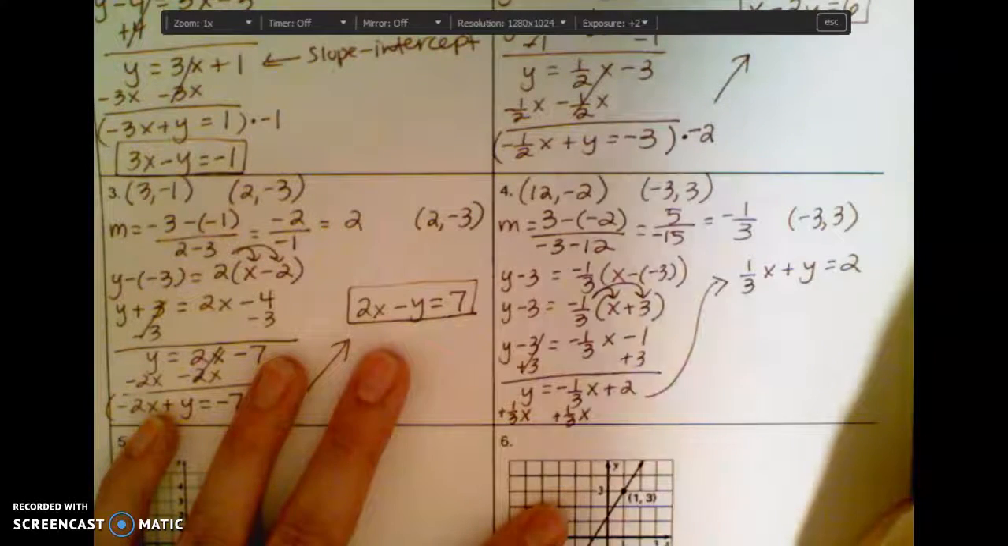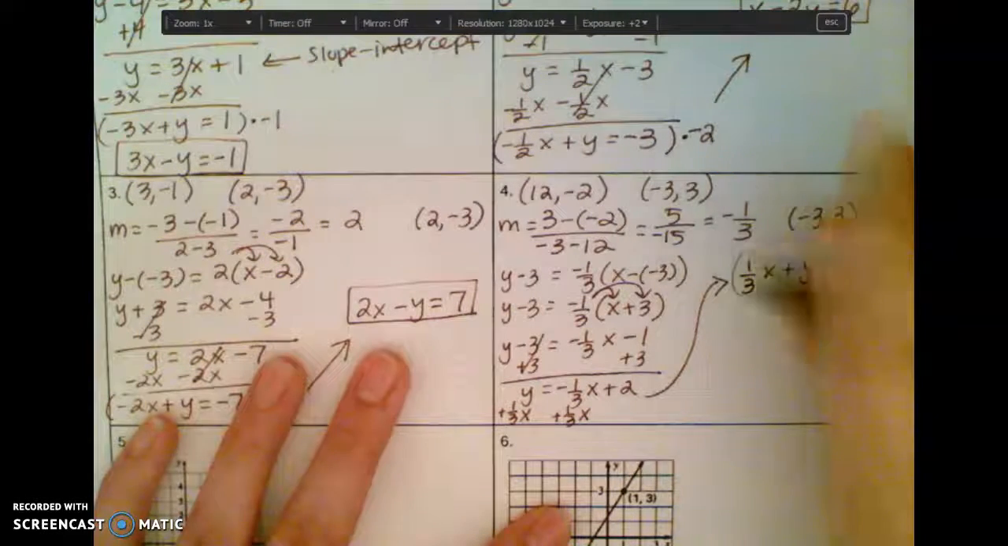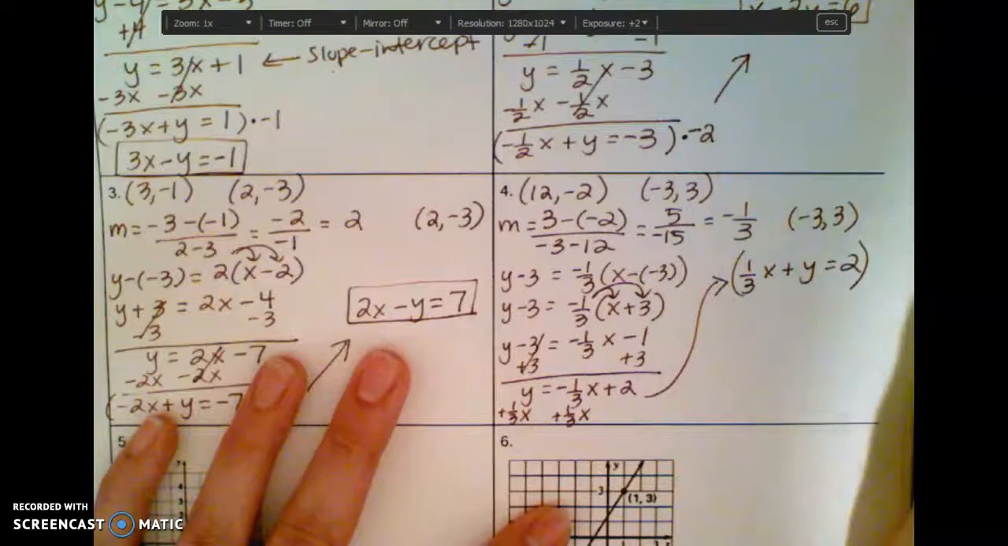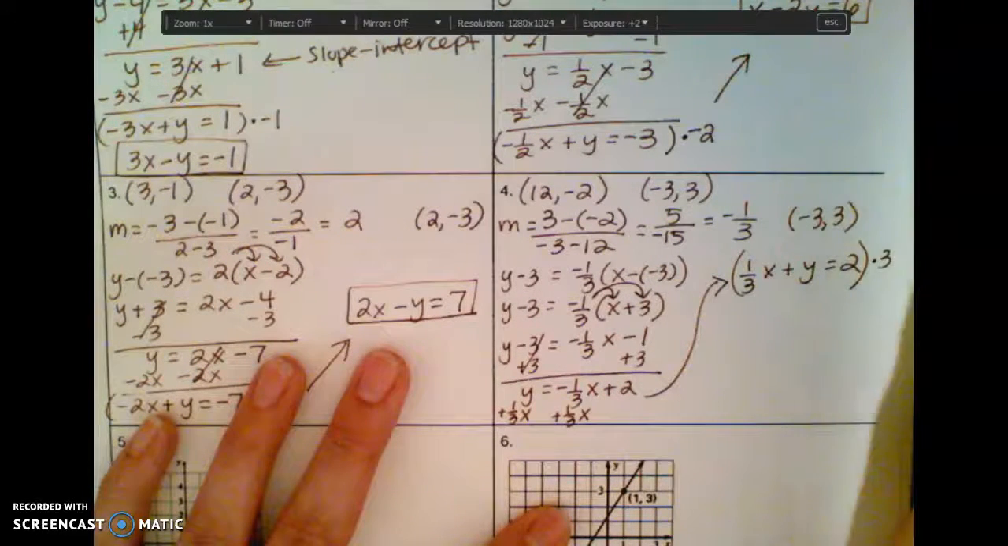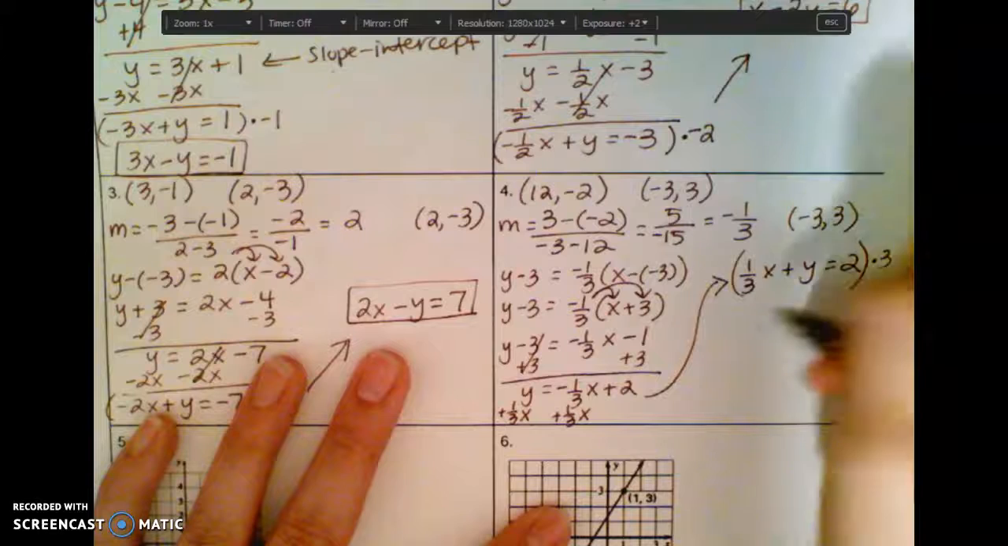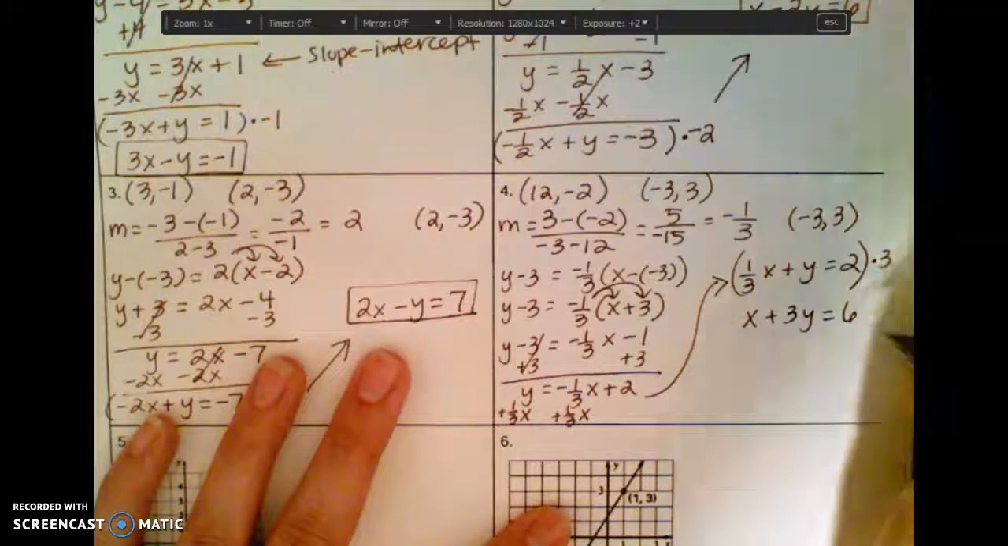But there's something wrong with this. I see a fraction, and standard form can't have fractions. So how do I get rid of that fraction? I multiply by the denominator, which is 3. So I'm going to multiply every single thing by 3, and that'll give me x plus 3y equals 6.